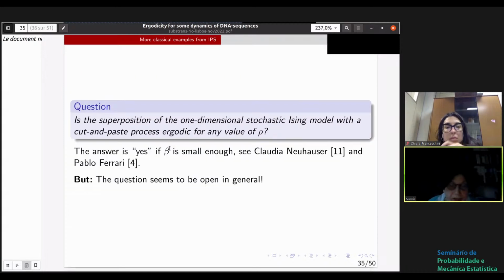Okay, but then what happens if we superpose it to cut and paste or even stirring dynamics? Then it will work, but only if beta is small enough. So that's also the same paper of Pablo, or another result by Claudia and Hauser, considering some perturbation type results. And then what else if beta is in other cases? So this is kind of an open question.